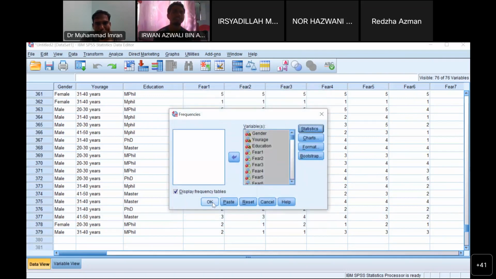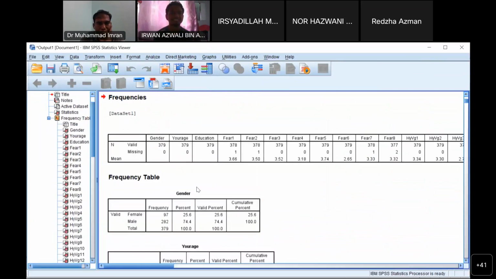Let's check first. You can see here, my dear student, very simple. In Frequencies, the missing values. Can you see this one? Here, missing. See, in gender, no missing value. Here in part one, one missing value. Here in fair 7, one missing value. Fair 8, two missing values. Understand?